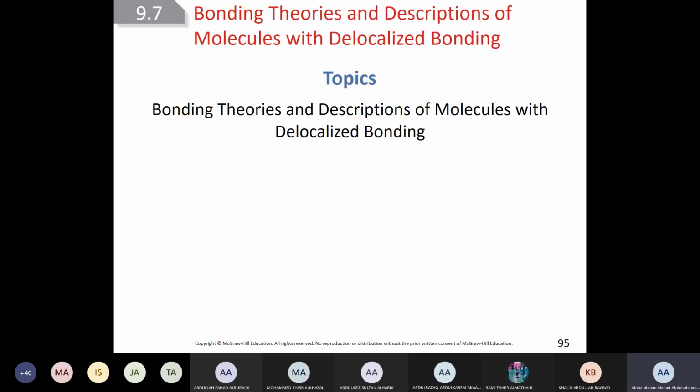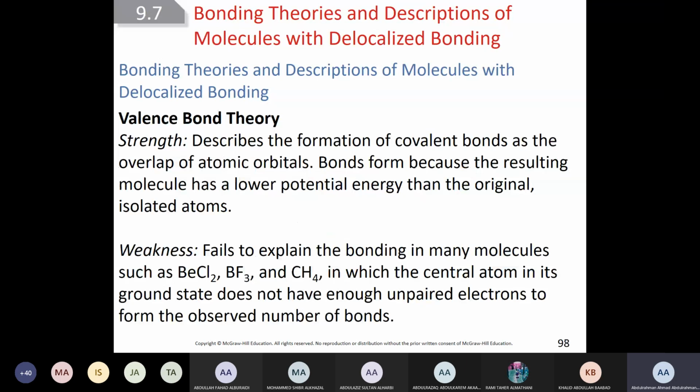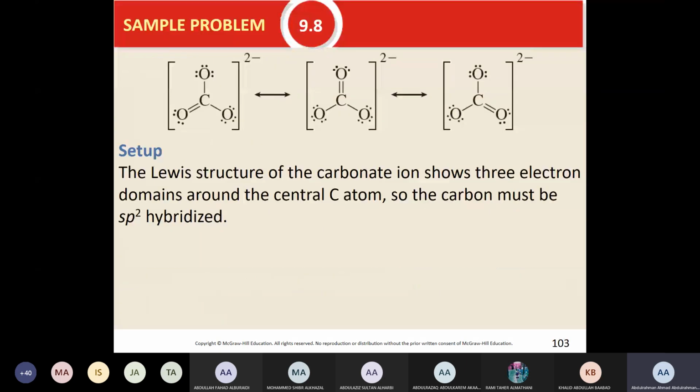Now, the last thing I want to talk about is this shape. If I put here 1, 2, and 3, I mean the bonds. Which one is the shortest bond, 1 or 2 or 3? 1. Why? This is the strongest, because it's double. 2 and 3 are single bonds.